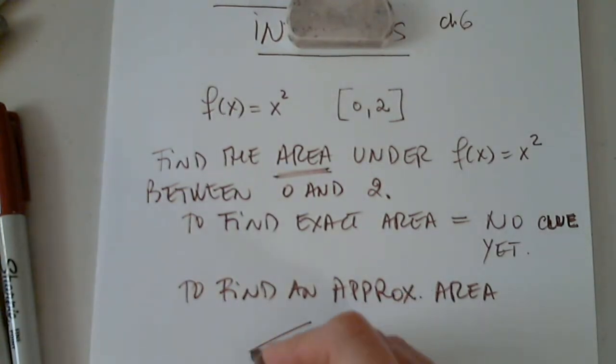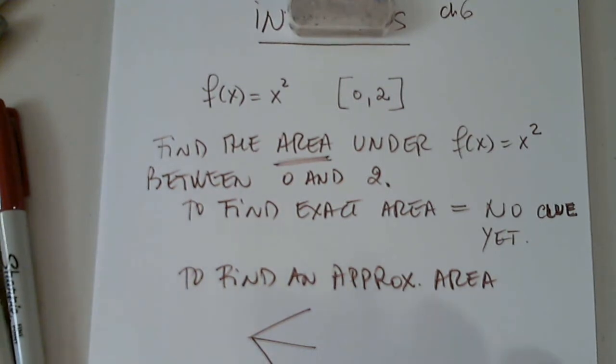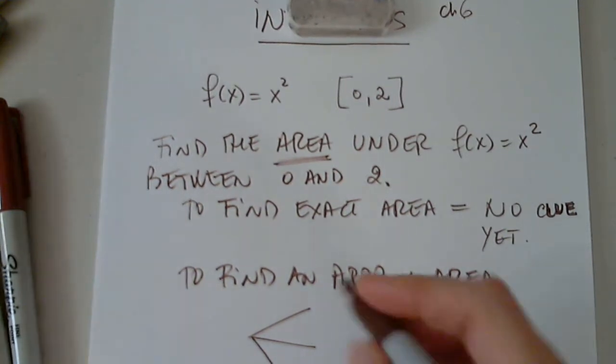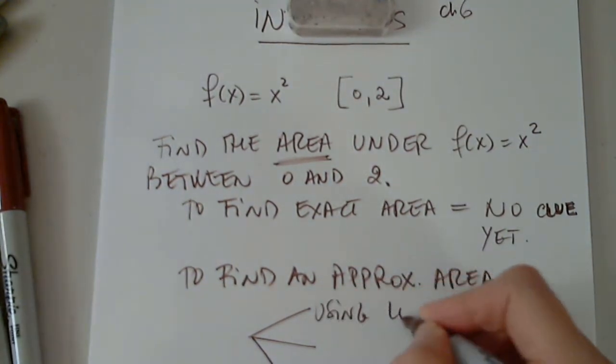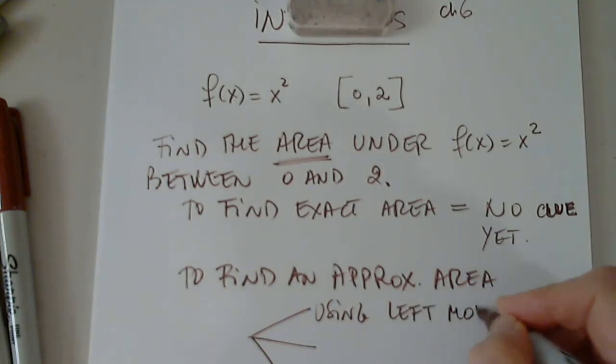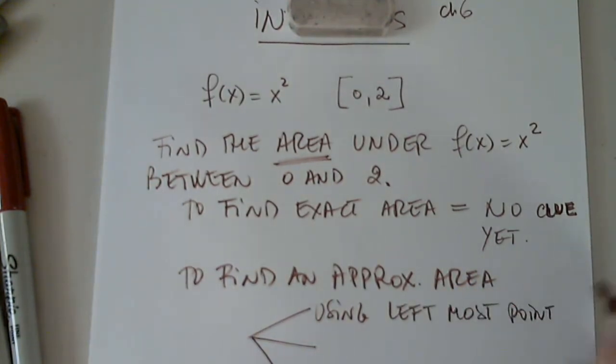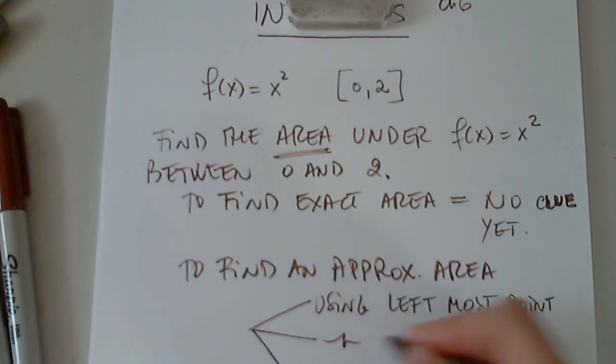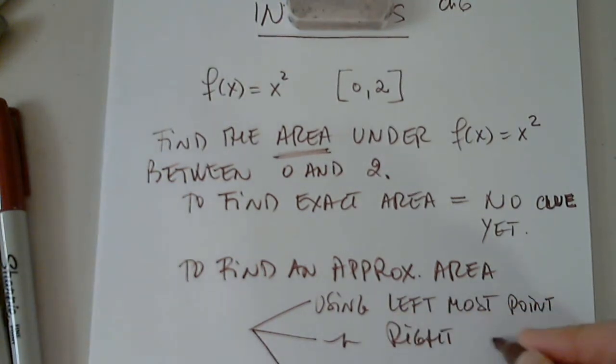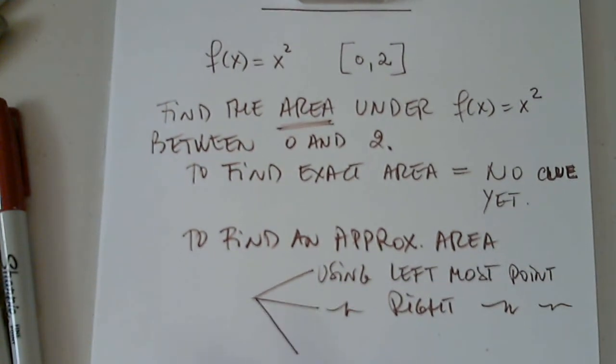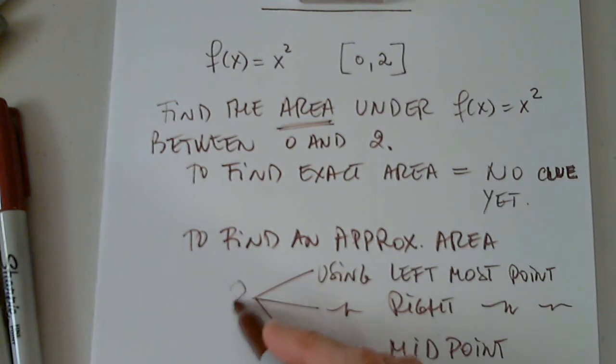And we can use 3 different methods. There's more than that, but for now, we only look at 3. Using leftmost point. Using rightmost point. Using midpoint. And you can say, what is all this all about?